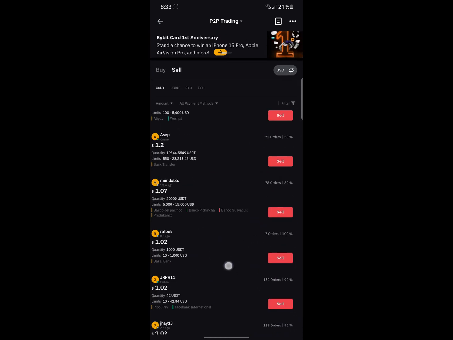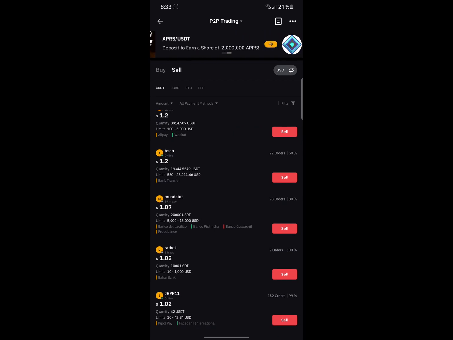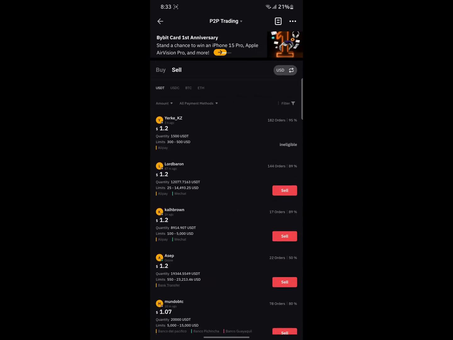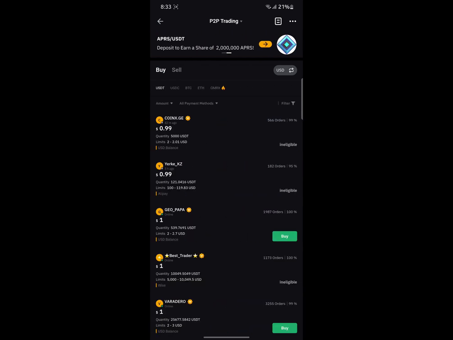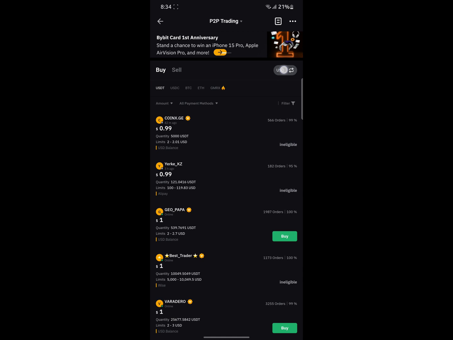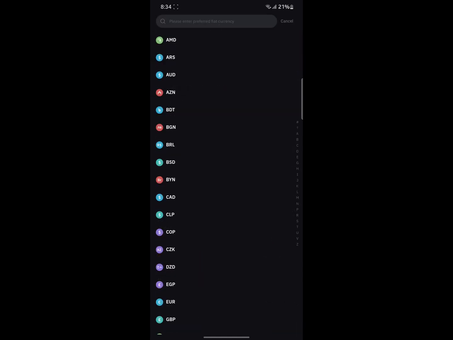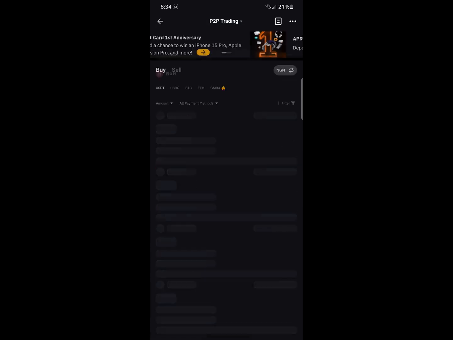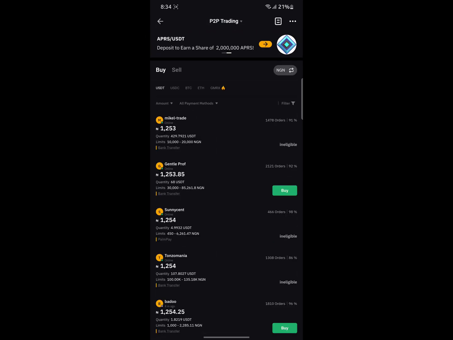Right? You can see this person is buying your USDT from you at about 1.07. You can see different prices. So this is how you leverage the price differences. So basically this is USD. If I change it to my local currency, let me see if my local currency is available. Let's change to Naira. All right, so by changing now, you can see it right here.